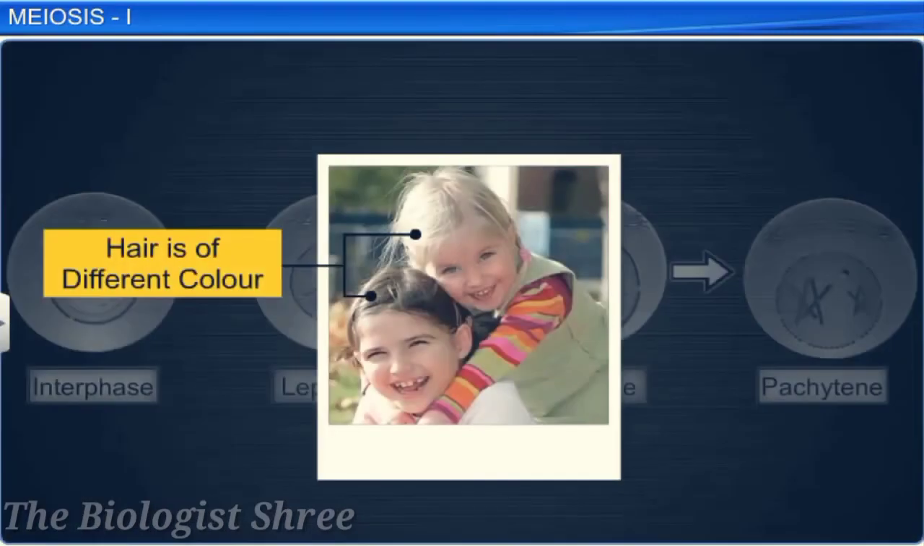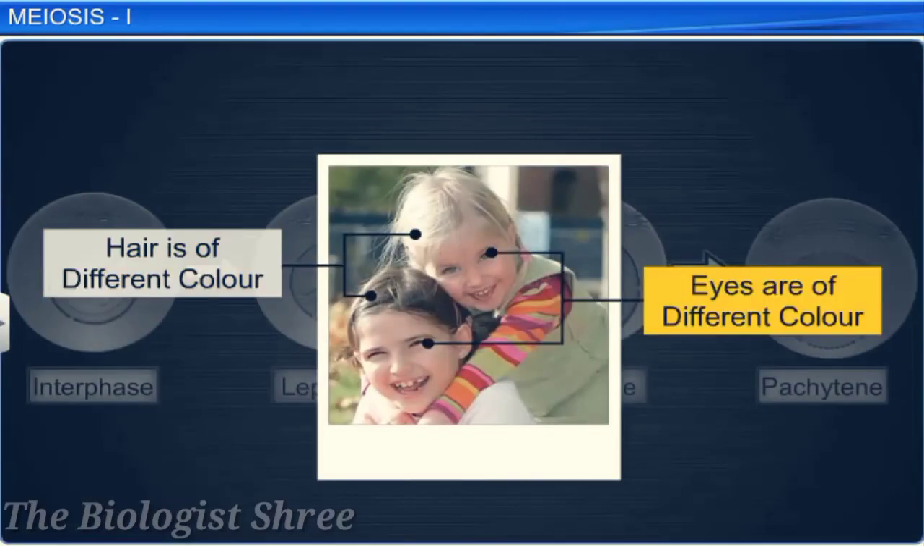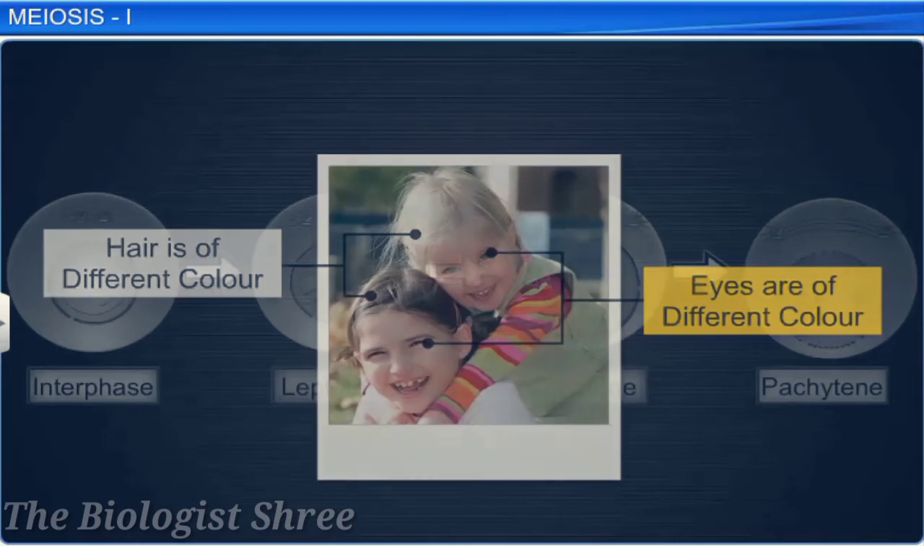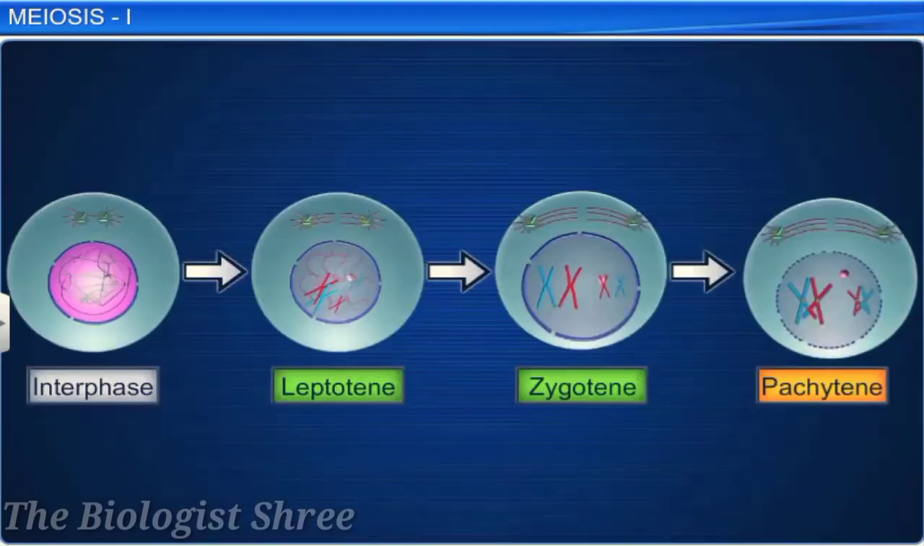Crossing over is very significant during the formation of gametes, as it results in new combinations of genes, leading to genetic variation in the offspring. By the end of the pachytene stage, recombination between homologous chromosomes is complete, and the chromosomes are linked at the sites of crossing over.